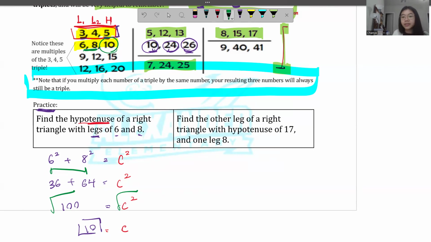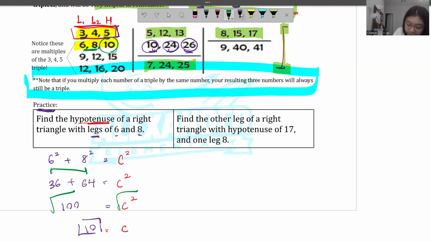So now I'm going to move on to the next problem. Find the other leg of a right triangle with a hypotenuse of 17 and one leg of 8. I also encourage you to pause this video to find out the answer. Okay, if y'all are ready, then I will go over it.